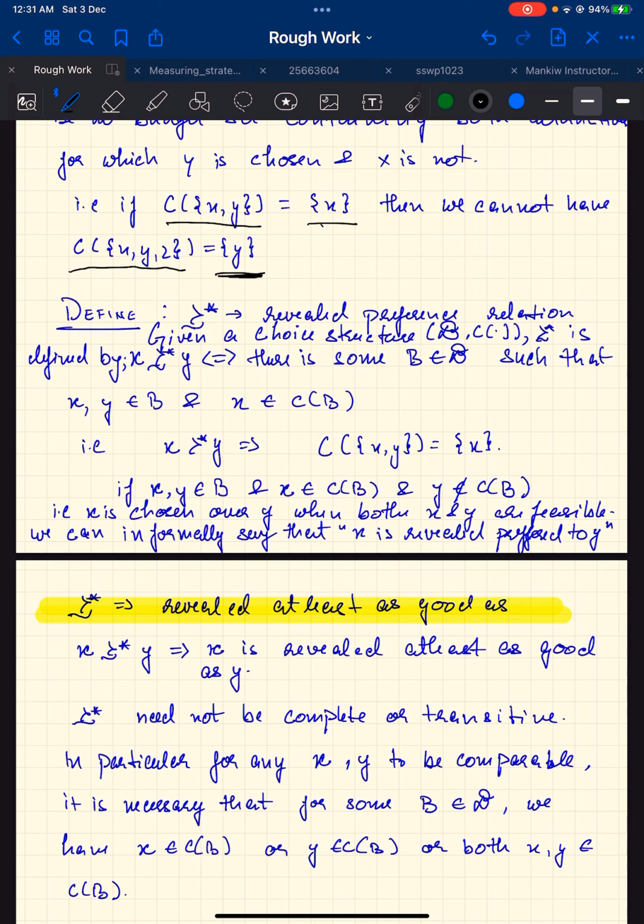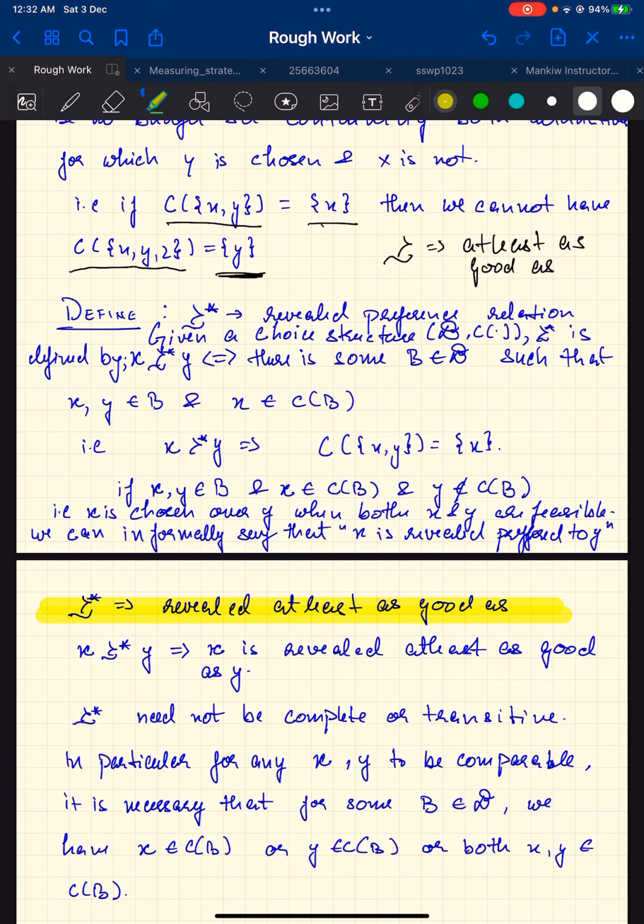So the revealed preference relation, here, is the revealed at least as good as relation. Earlier, in the preference based approach, we saw something like this, and this was the at least as good as relation. This symbol here is the revealed at least as good as relation.